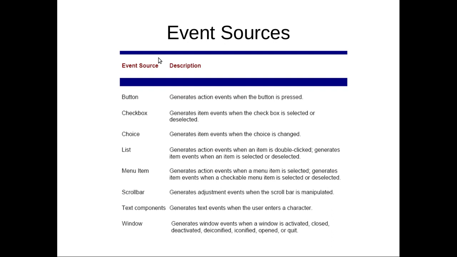So these are the important event sources: button, checkbox, choice, list, menu item, scroll bar, text components, window. These are all related to GUI, and when you are clicking the mouse or using the keyboard, you can generate events using these sources.